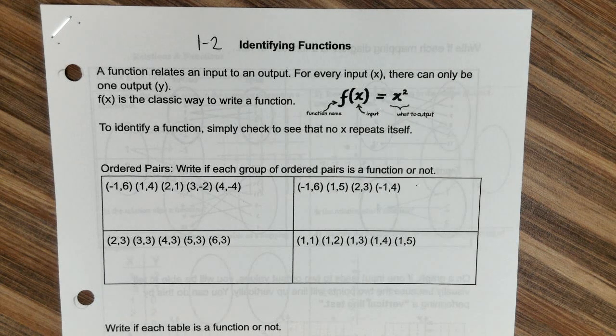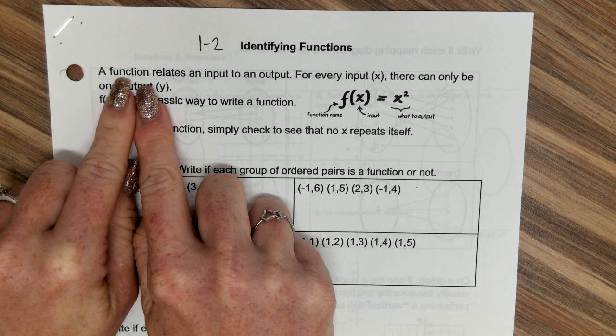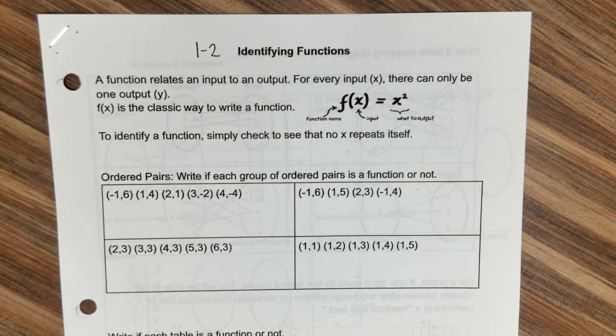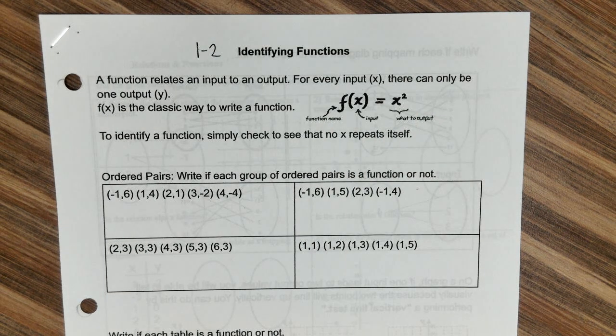Yesterday we were introduced to functions, and today we're going to specifically look at how do you know if something is a function or not. So let's go over what a function is. A function relates an input to an output, and we know the input is the x, which is also known as the domain, and the output is the y, which is the range. Very good. Now, for every input, there can only be one output. So we only care about the x's, yes?